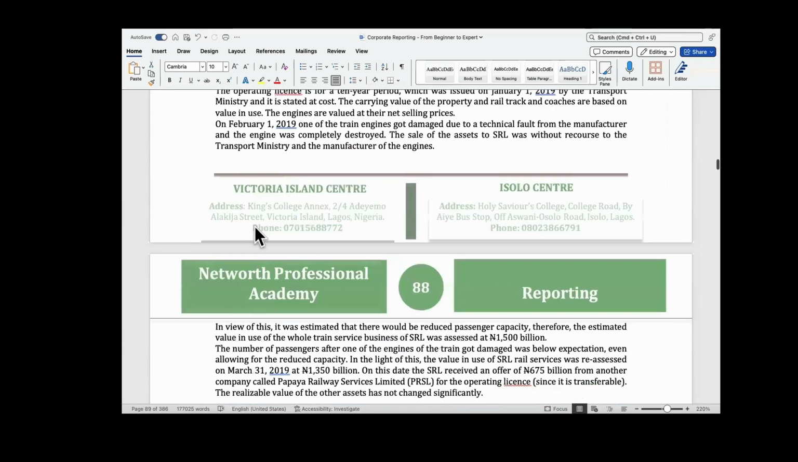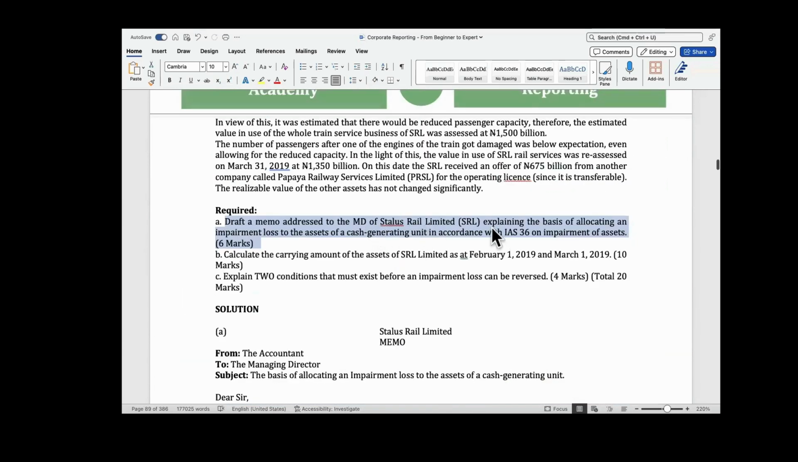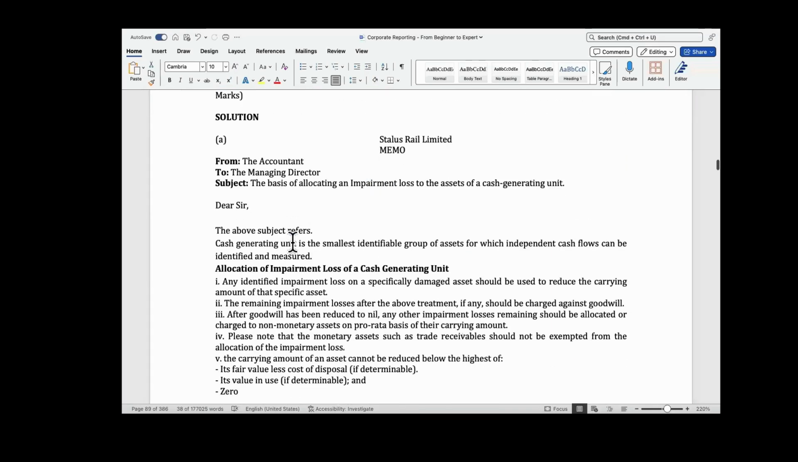That's: draft a memo to the MD of SRL explaining the basis of allocating impairment loss. We don't have to read this question. And the solution to that is here.